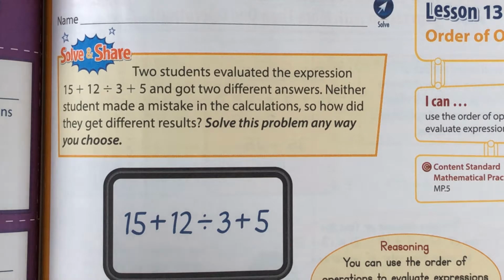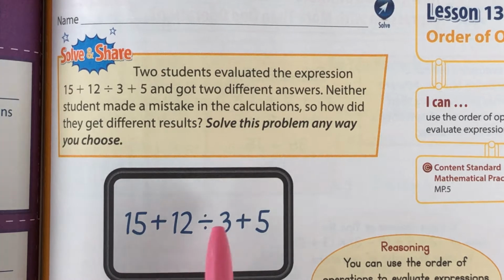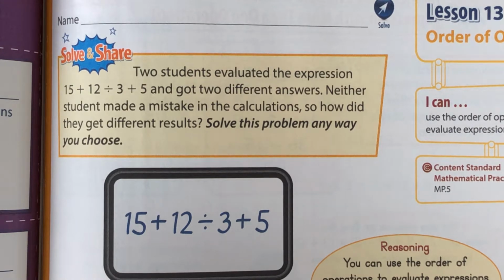All right, so right now I'm on page 735 in my workbook. I would suggest also turning to page 735 and following along as I read this problem. It says two students evaluated the expression 15 plus 12 divided by 3 plus 5 and got two different answers. Neither student made a mistake in the calculations. So how did they get different results?